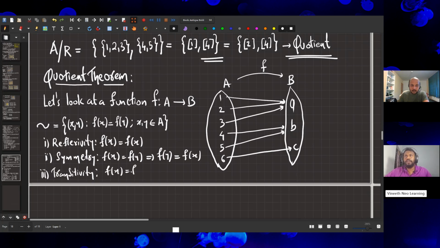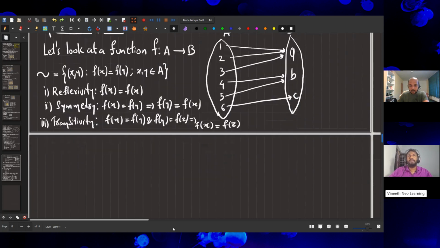F of x equals f of y and f of y equals f of z, and we can say that f of x equals f of z. For instance, 1 and 2 have the same image, 2 and 3 have the same image, therefore 1 and 3 have the same image. That is transitivity.